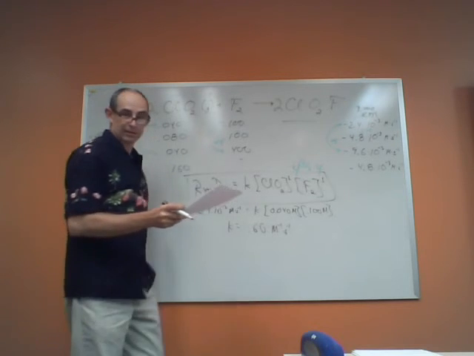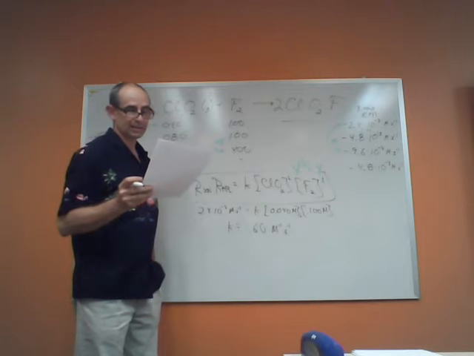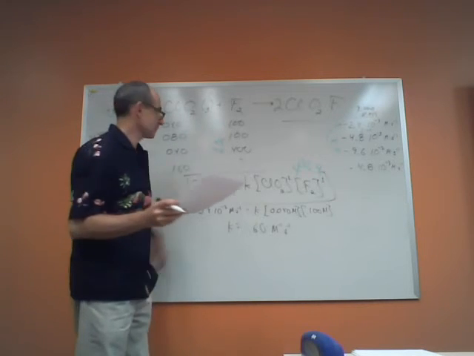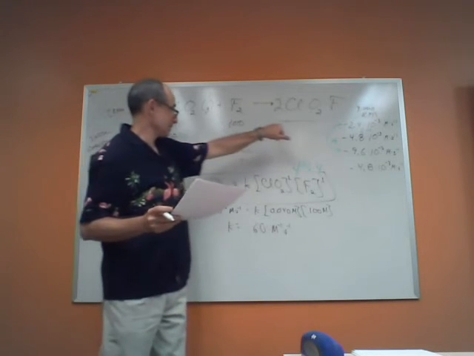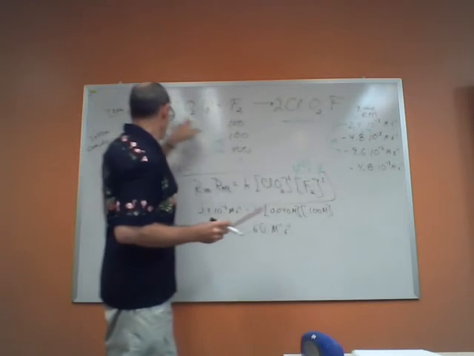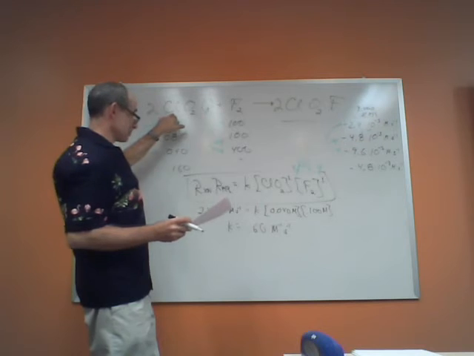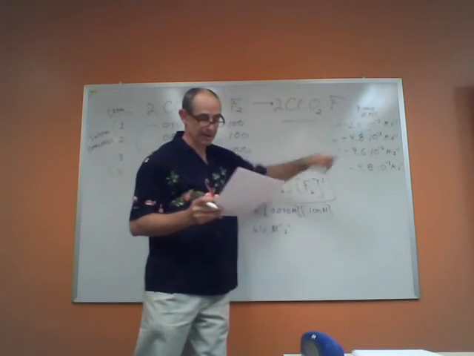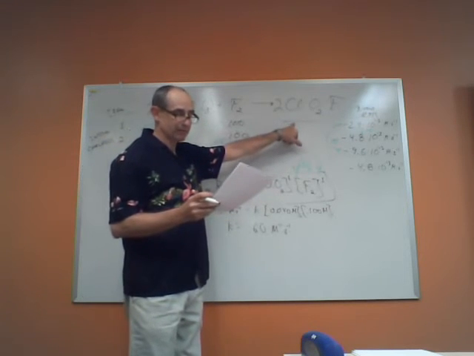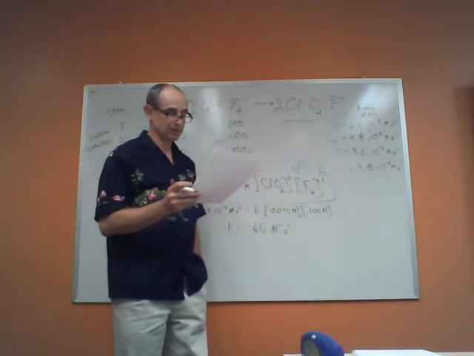Part D is very similar to the question we did earlier. We're looking for the initial rates of change of the concentrations of ClO2 and ClO2F for trial 1, and because of the 2-to-1 stoichiometry here, the rate of change of ClO2 would be twice that, or negative 4.8 times 10 to the negative 3 moles per liter per second, and the rate of change of ClO2F would be positive 4.8 times 10 to the negative 3 moles per liter per second.